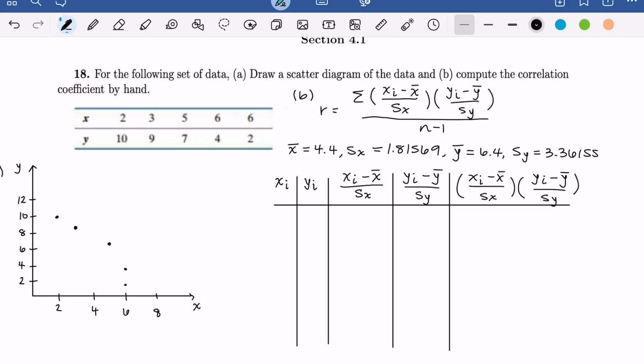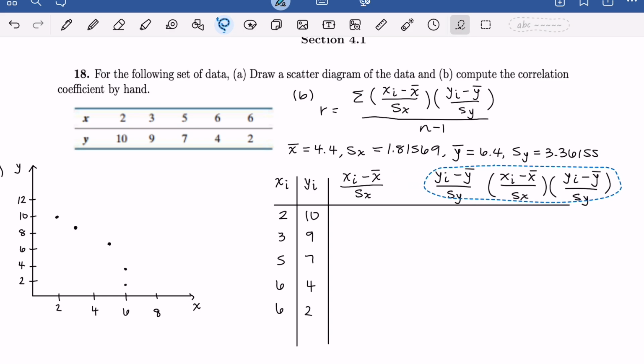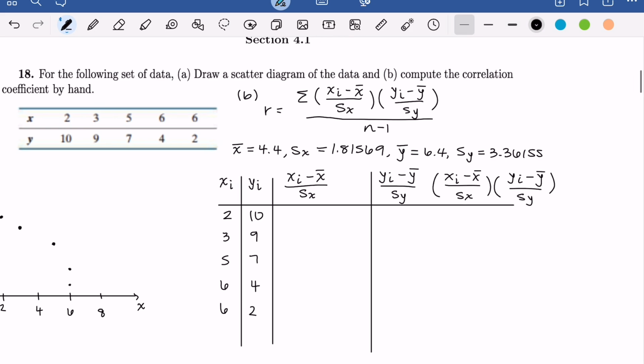So we want to fill in these values. We know all of our x values. We have 2, 3, 5, 6, 6. All of our y values are 10, 9, 7, 4, and 2. All right, and let's maybe make some more room. Let's move this over. I want to do a few calculations just to show you how we're getting these values.